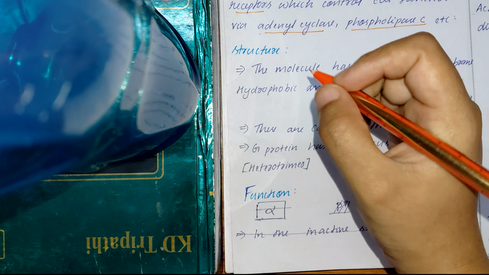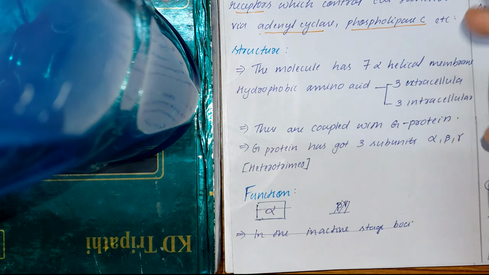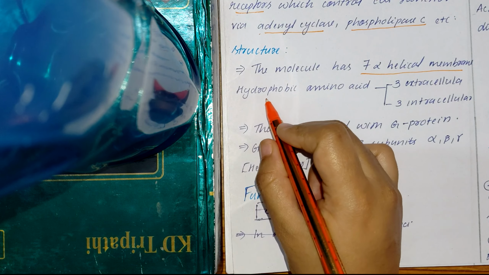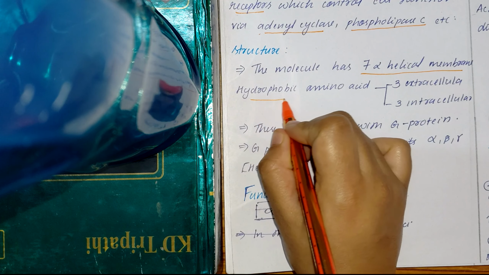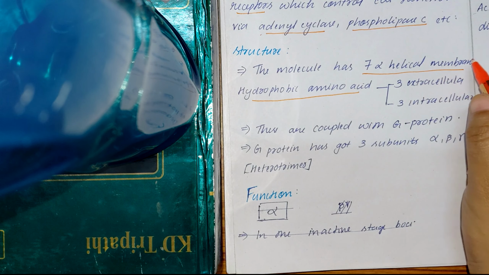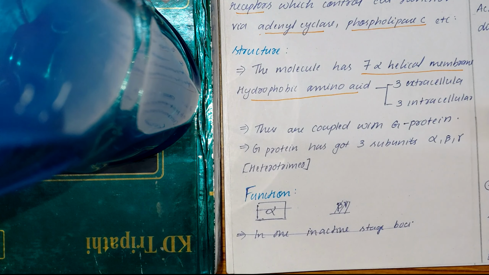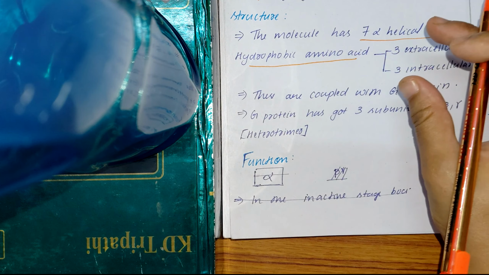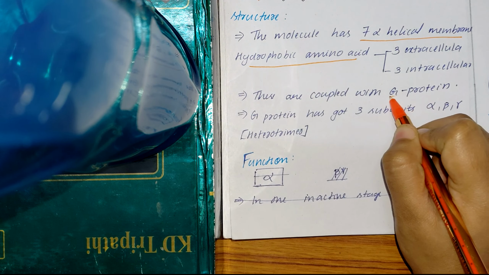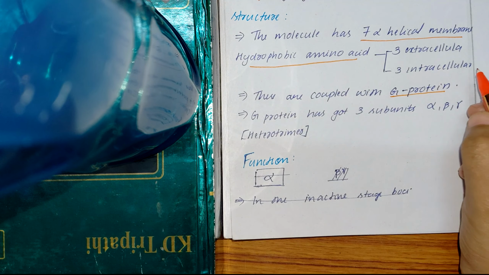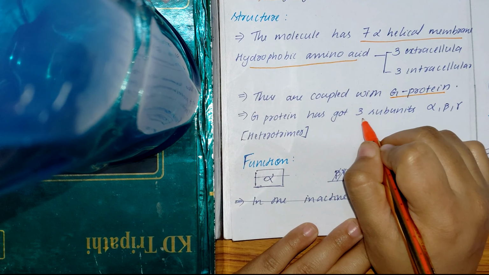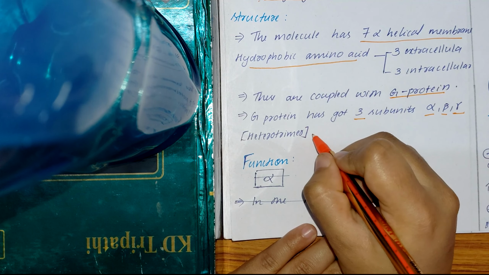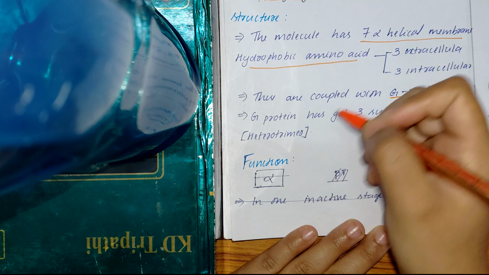Now what about the structure? The GPCR has 7 alpha helical membrane-spanning structures, made up of hydrophobic amino acids. 3 loops are present extracellularly and 3 intracellularly. This is coupled with something called the G protein. The G protein has 3 subunits: alpha, beta, gamma, and we can also say it is a heterotrimer.